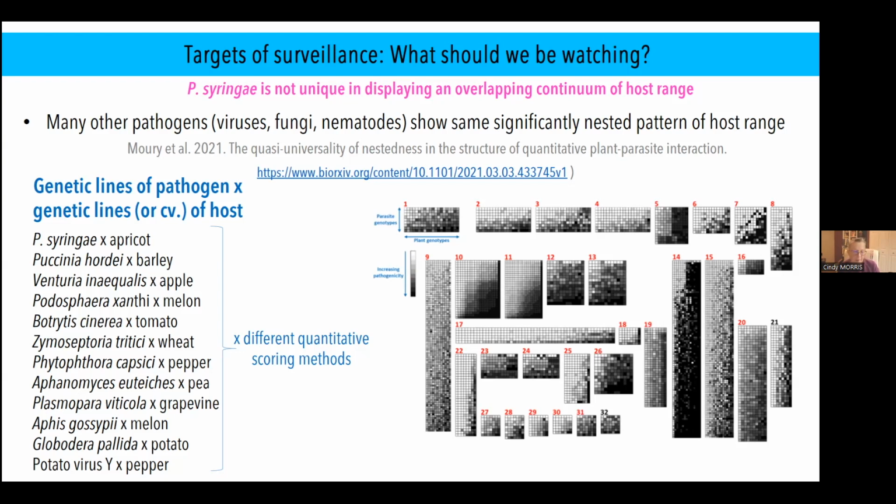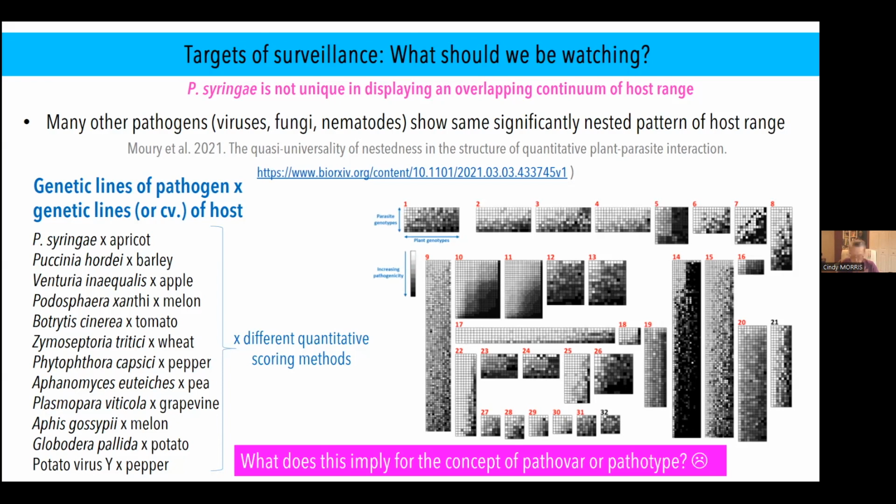There's an overlapping continuum. There are no statistically significant pathotypes, modules of pathotypes, which led us to make this title, The Quasi-Universality of Nestedness in the Structure of Quantitative Plant-Parasite Interactions. So this was the subject of the talk that I gave at ICPP. What does this imply for the concept of pathotype? So I put the big frown there. We can talk about it later, but there aren't pathotypes, pathovars. Anyway, on to the next subject.